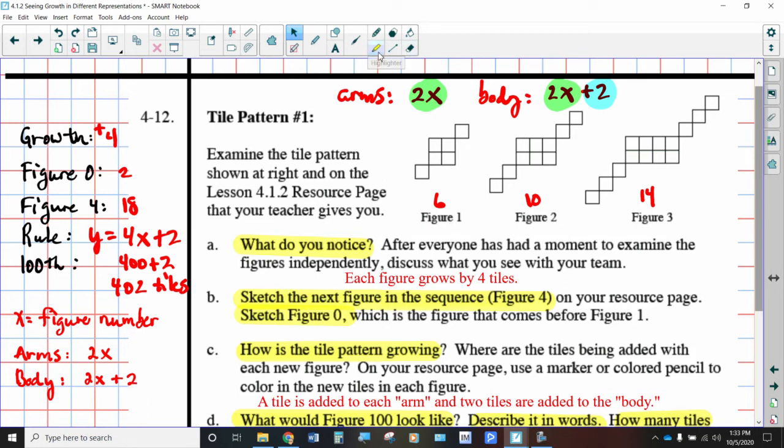Now, let's come back to one last thing. Remember when we said that the growth rate here was 4? Actually, let me change that to green.